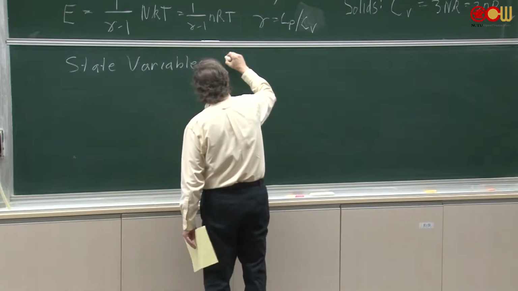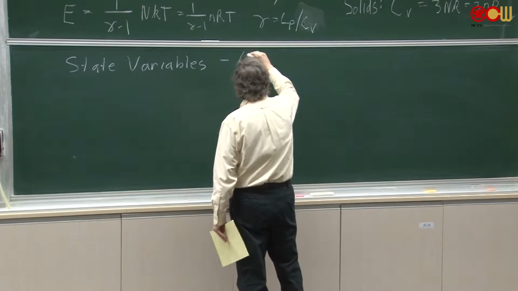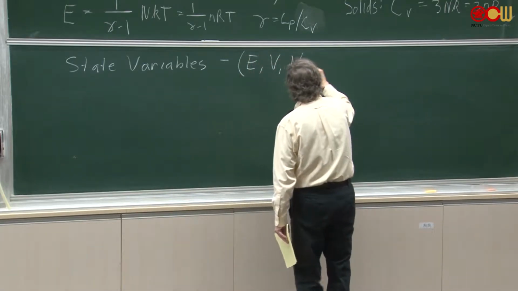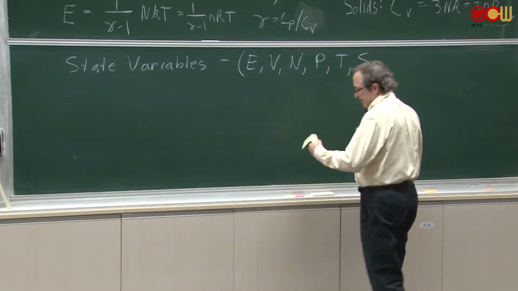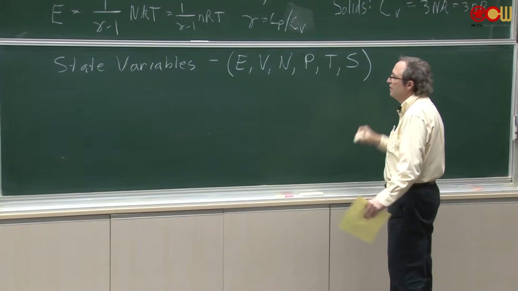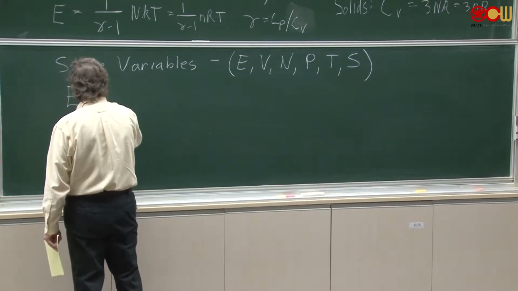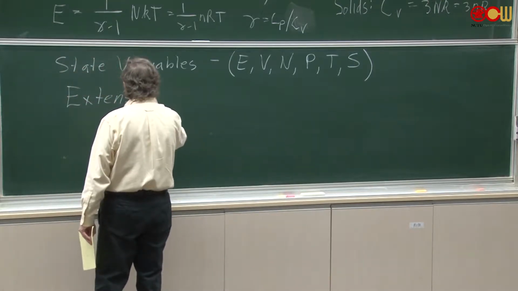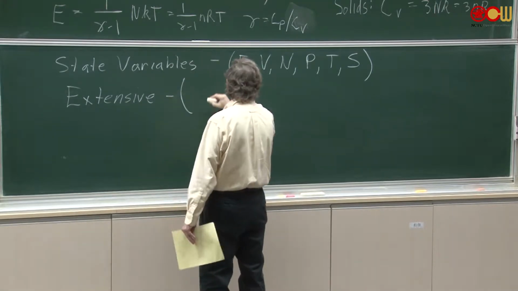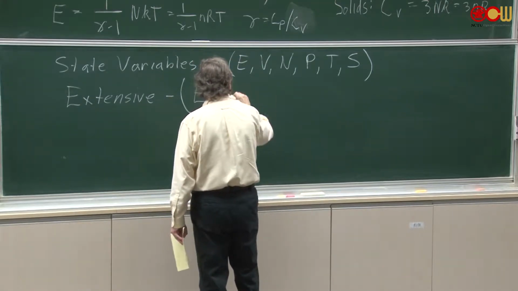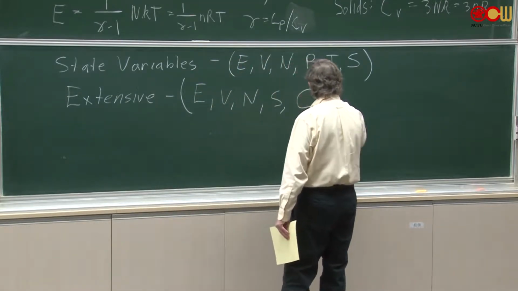Here are the examples that we know of. What are they? E, V, N, P, T, S. Those are the state variables. We have extensive variables. These are the ones that depend on how much of the system you have. And those are E, V, N, S, and the heat capacity, C.